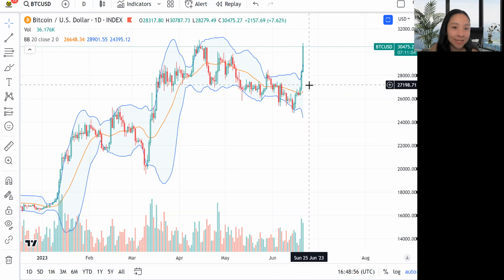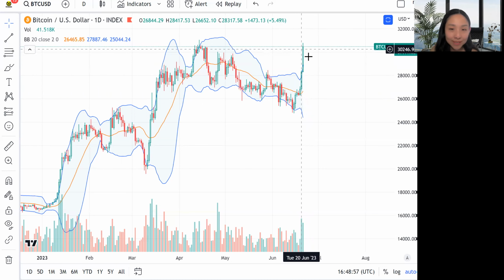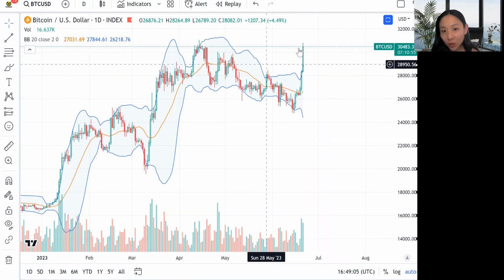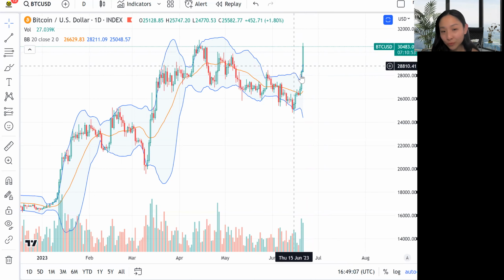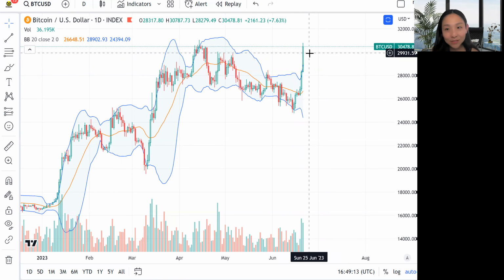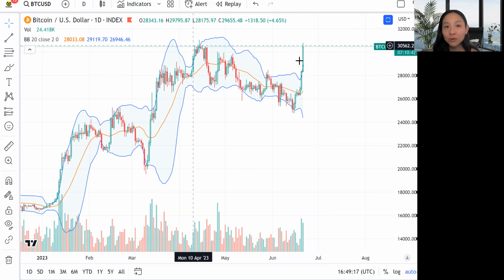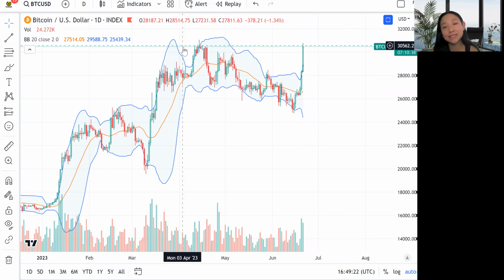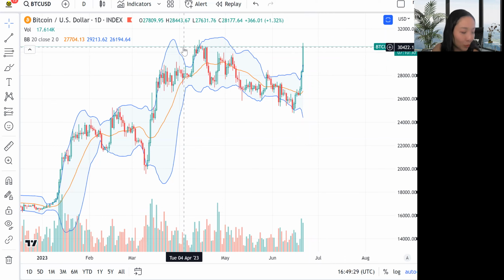What is interesting is the whole candle on this daily chart. This candle goes way above this upper band, this blue line, which means the trend is very strong. So I want you to remember this is a daily chart and this trend is very strong. Let's see if it has strong momentum to go above this resistance line around 30.6K. So this is the Bollinger Bands.